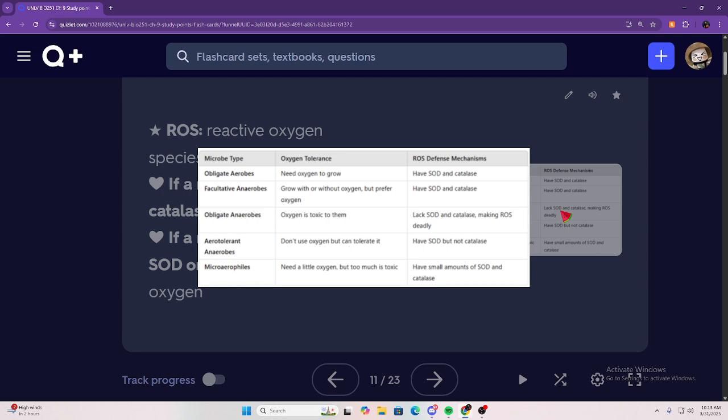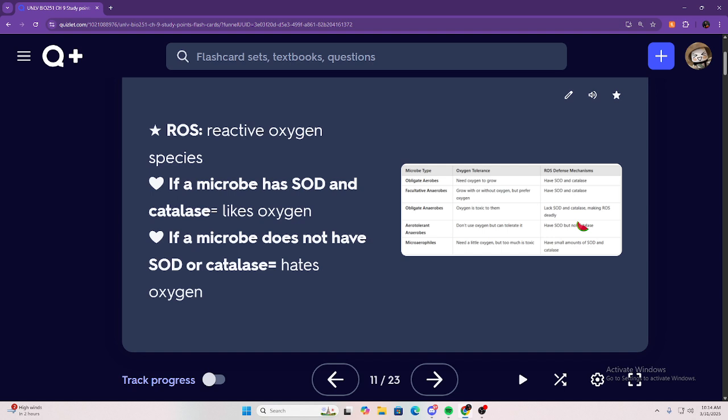And if you haven't done this in lab yet, you will soon, where you do a catalase test. A catalase test is where you put the bacteria on a microscope slide and you see if it bubbles or if it doesn't bubble. If it has catalase, it will bubble because it can use oxygen. That's how you confirm whether your species is obligate, facultative, and so on. So like I said before, if a microbe has SOD and catalase, it likes oxygen.